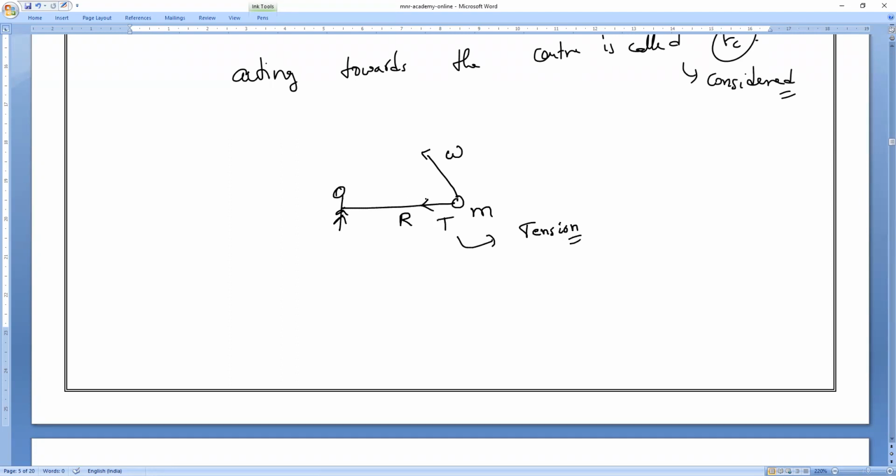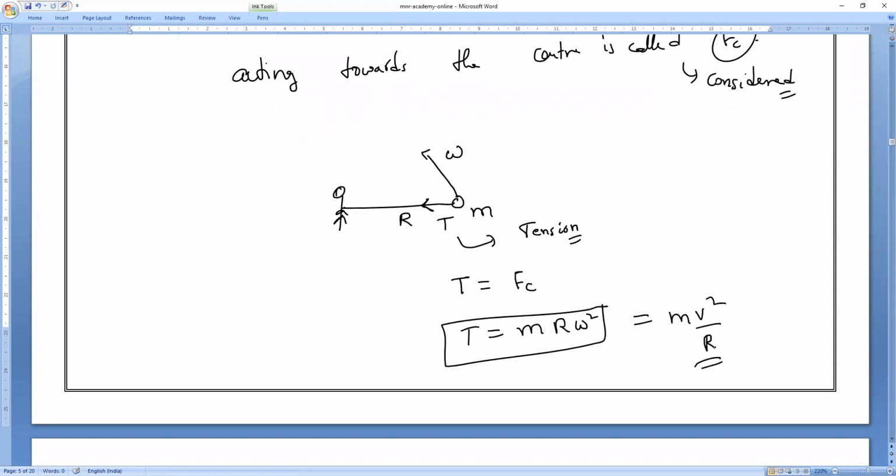So we all know that tension in the string is considered as a what? Tension is the centripetal force, which is acting towards the center, which is equal to the centripetal force. So T is equal to centripetal force, which means T is equal to m v square by r, or m omega square r. We can say m into v square by r. That is what you have to remember.